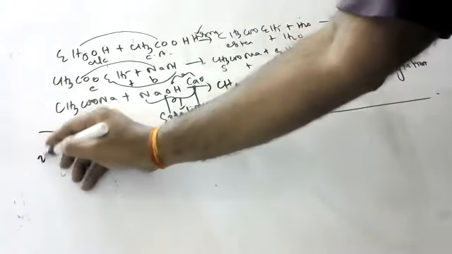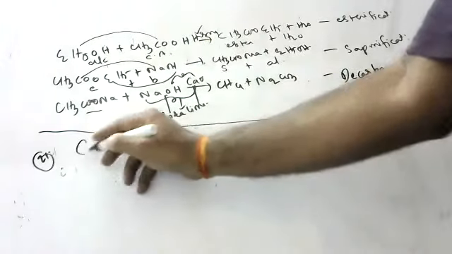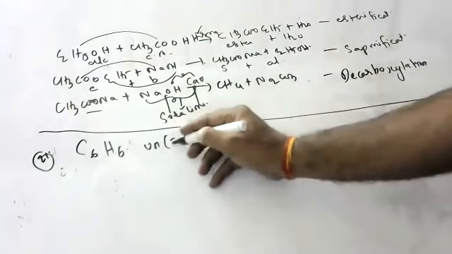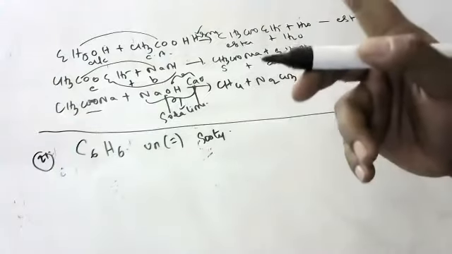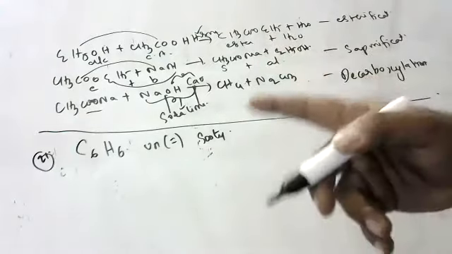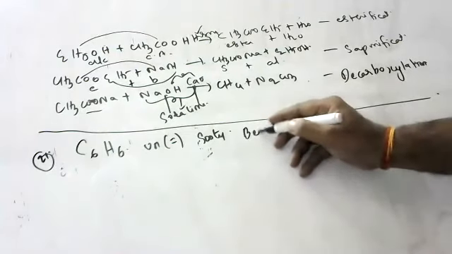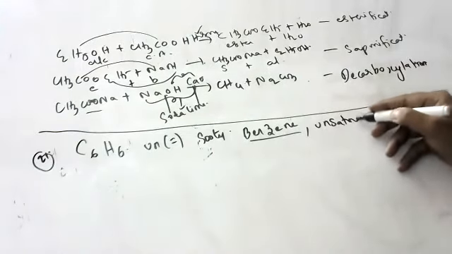Okay, to the next question. A cyclic compound X has molecular formula C6H6. It is unsaturated, meaning it has double bonds, and burns with a sooty flame, because unsaturated compounds burn with a sooty flame. Identify X and write its structural formula. Will it decolorize bromine water? Yes or no? Why? First, tell me what is C6H6? Anyone? Benzene. It is unsaturated because it has double bonds.